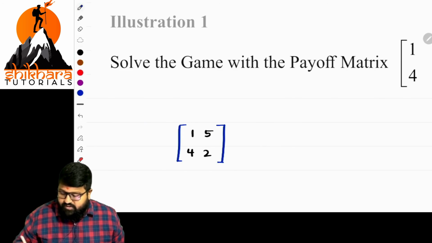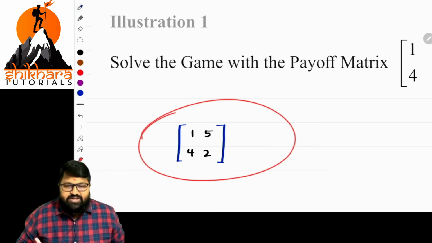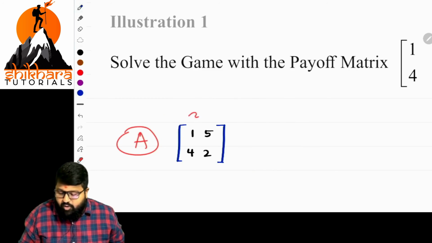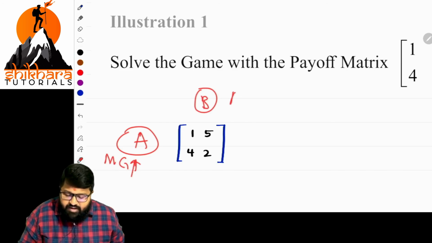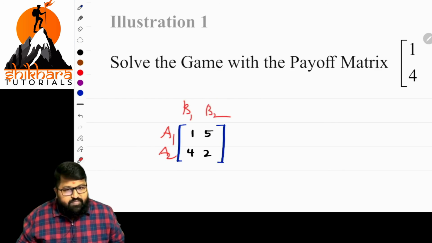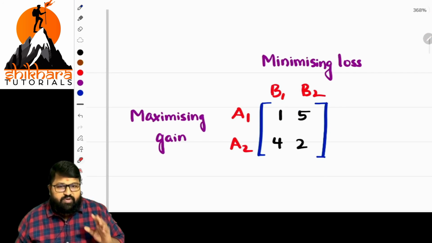So basically, when a problem is given, try to represent it in a proper manner. If the letters are not given, you take them by assumption. This is player A and this is player B, and here A is maximizing gain, and here B is minimizing loss. This will be A1, A2, B1, and B2. These will be the strategies. So I represent the same in the form of the problem. Now what should we do, sir?